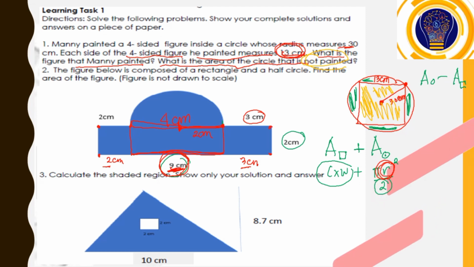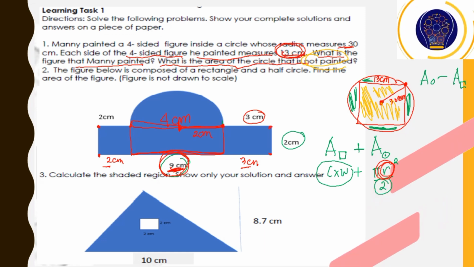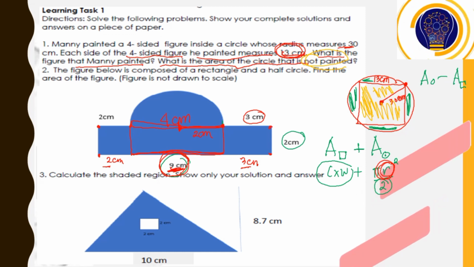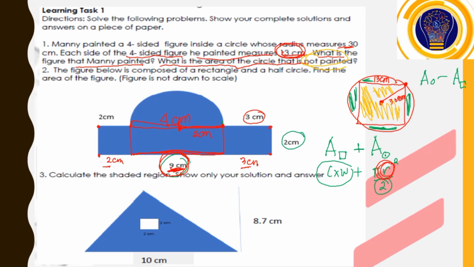Delete ko lang yung aking mga isinulat. Anong radius ng circle na ito? Paano mo malalaman yung radius ng circle? So, kung ito, simula dito hanggang dito ay 9 centimeters. At simula dito hanggang dito ay 3 centimeters. So, ayan, 3 centimeters yan. Simula dito hanggang dito ay 2 centimeters. 2 centimeters daw yan. Ito, 3 cm.